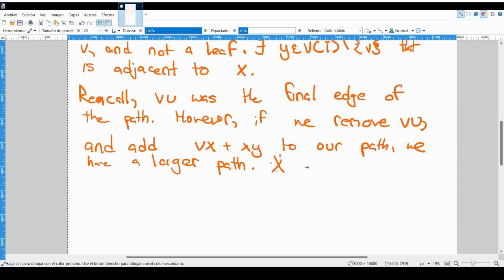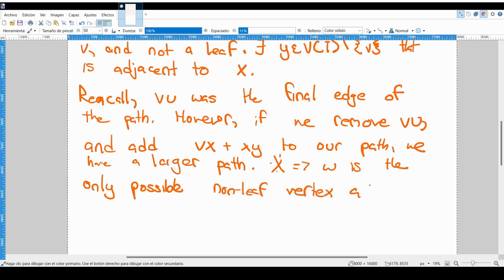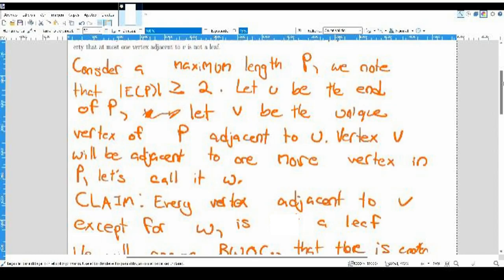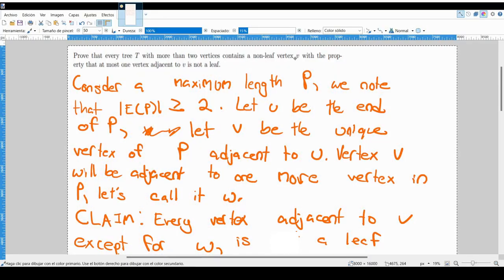So we have shown here that W is the only possible non-leaf vertex adjacent to V. And as we can scroll back up at the top of the question, we are trying to show that there is a vertex within the graph that has the property that at most one vertex adjacent to V is not a leaf.